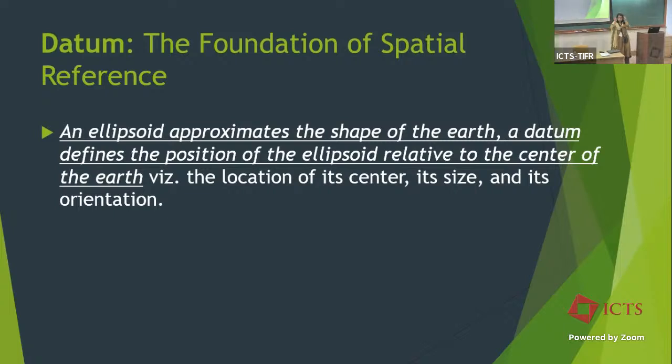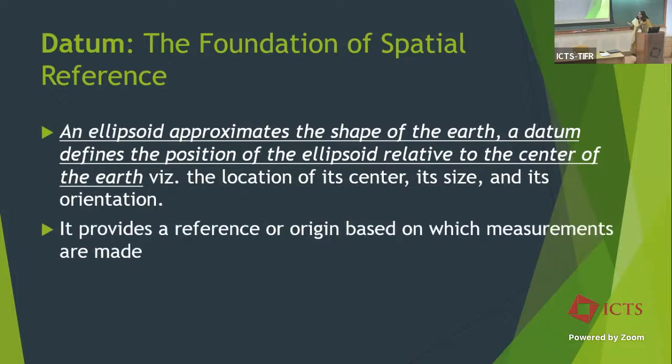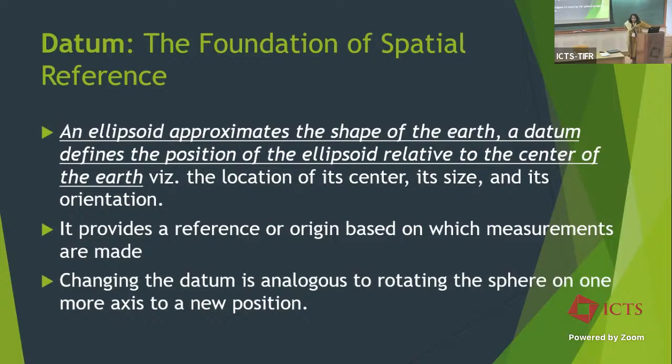It's not just a mathematical definition of any ellipsoid. It also tells you how that ellipsoid is fitted onto the Earth, okay? So it's a very important piece of information because it provides a reference or origin based on which other measurements are then made, okay? And when you change a datum in a GIS, what you're essentially doing is rotating this sphere on one axis or another, okay? Any doubts about datum and changing datums and what that means in a GIS? Okay. So WGS 84, coming back to that, is a datum, yeah?